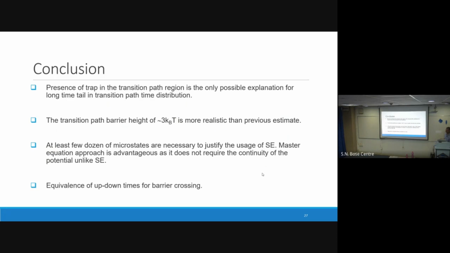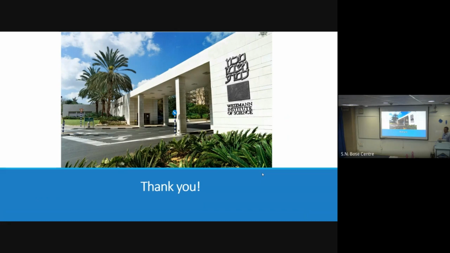Smoluchowski or diffusion equation, because in some cases you can get a potential which is rugged, which is not continuous. Then you cannot use this approach of the Smoluchowski equation. And finally, we proved that even for the barrier crossing, the up-down time is equivalent, and this will only break if the detailed balance condition is broken, for example, for non-equilibrium cases like molecular motors. And with that, I thank everyone for attending this talk.